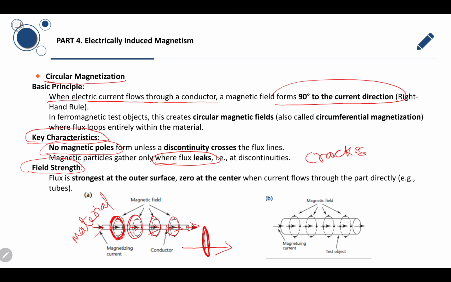Next, field strength distribution. When electric current flows directly through the path, for example a tube, the magnetic flux is strongest at the outer surface of the path and gradually becomes zero at the center. In the center it's zero, but at the outer surface the magnetic flux is strongest. This is an important consideration for detecting internal flaws.